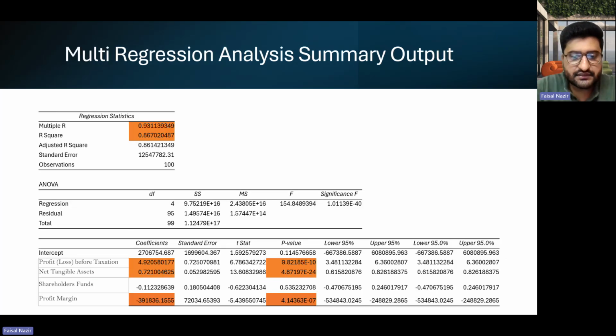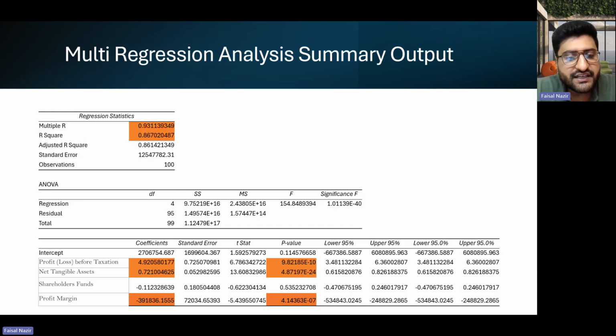So the next point is the multiple regression analysis. I am examining how various factors impact turnover. Here is a summary of the main findings. Multiple R is 0.9311. The high value shows a very strong positive correlation between the combination of independent variables and turnover, indicating that our model is quite effective in explaining turnover variable.